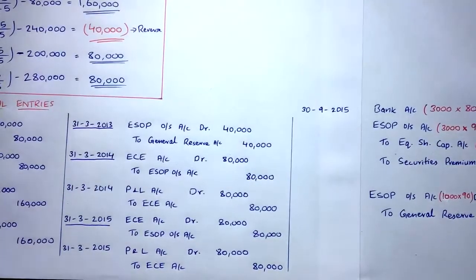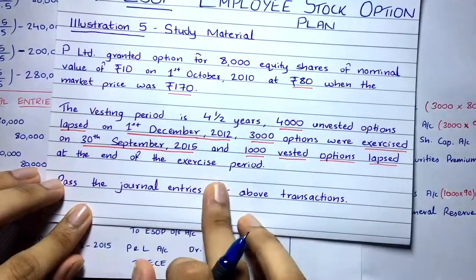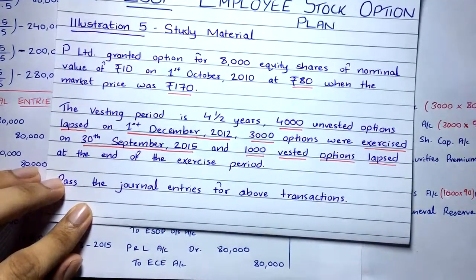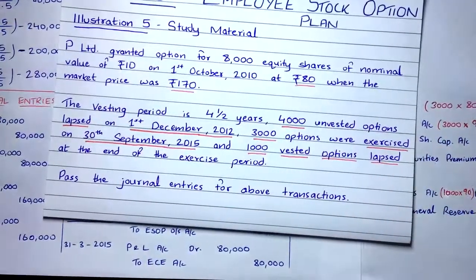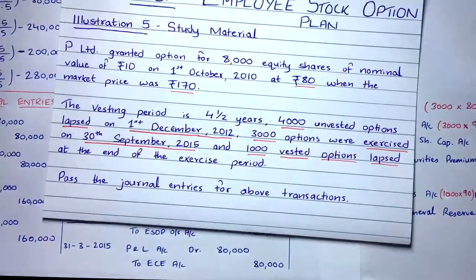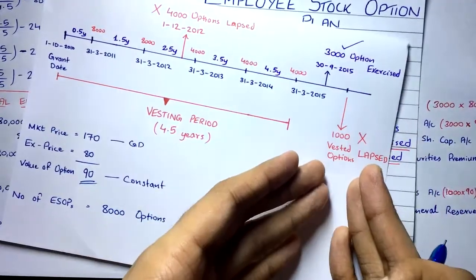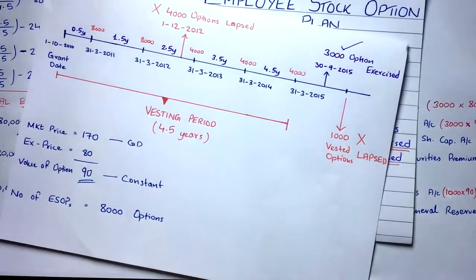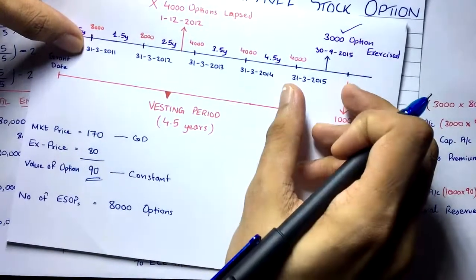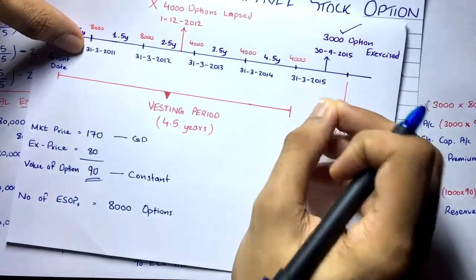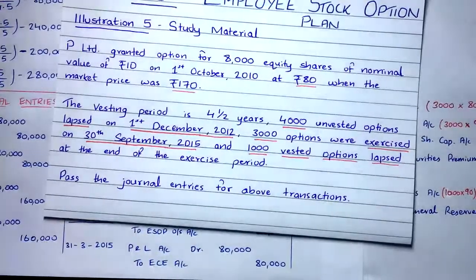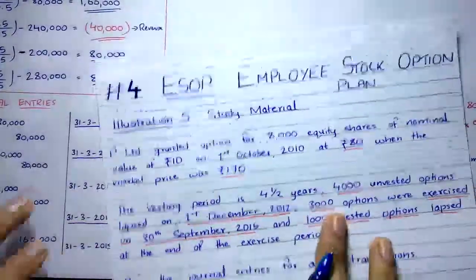Then at the end, 1000 vested options lapsed at the end of the exercise period. Some employees didn't exercise their right. They became eligible with their options, but they didn't use their options to purchase the shares at low prices. If the exercise period ends, the vested options will lapse. They will be expired, and the employees will not be able to use them anymore. There will be a time limit set by the company. That's called the exercise period, within which the employees will have to exercise their options.